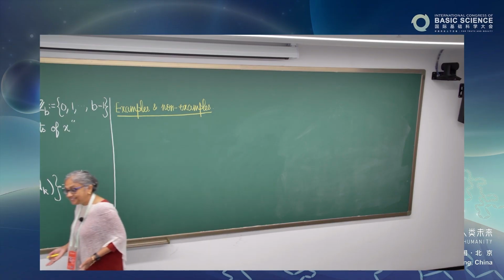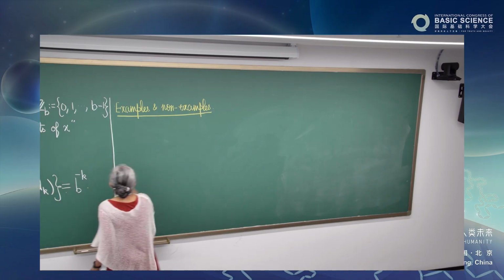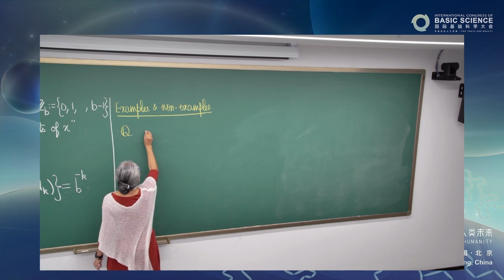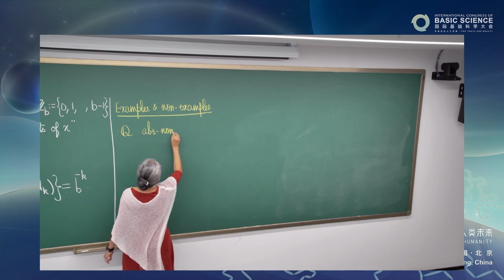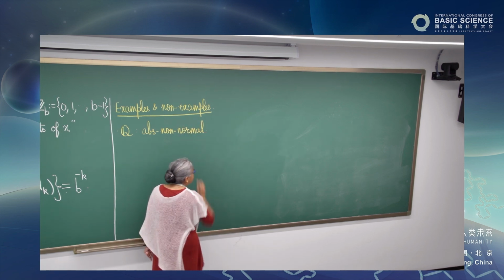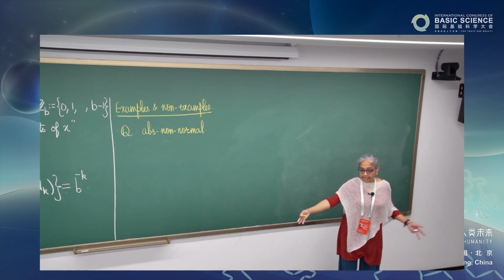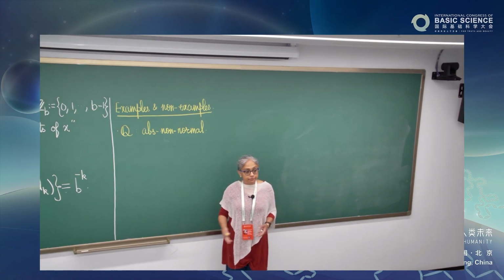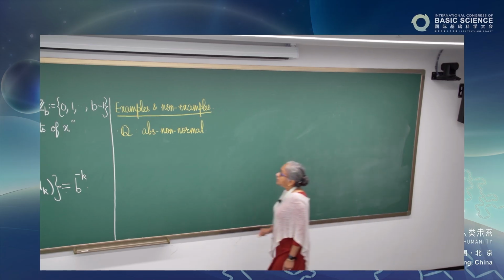Irrational numbers? That's right, exactly. Very good, thank you. So Q: every rational number is absolutely non-normal. Why? Because rational numbers are characterized by either a finite expansion or a recurring expansion in any base, and therefore it has to prevent normality.